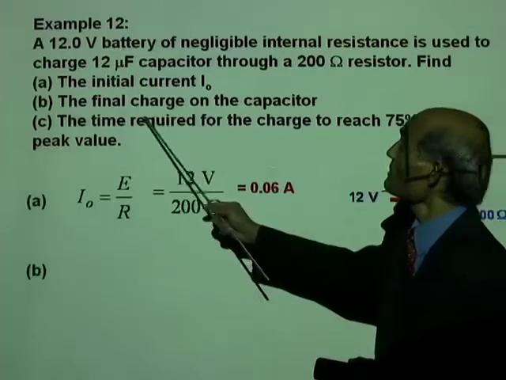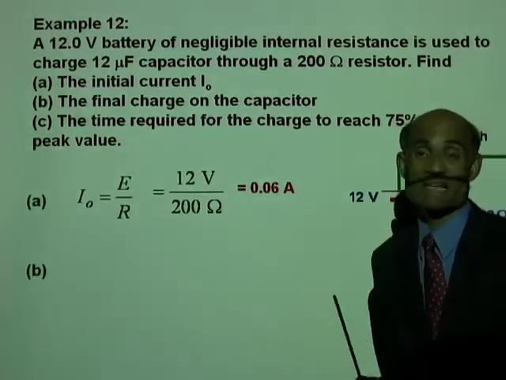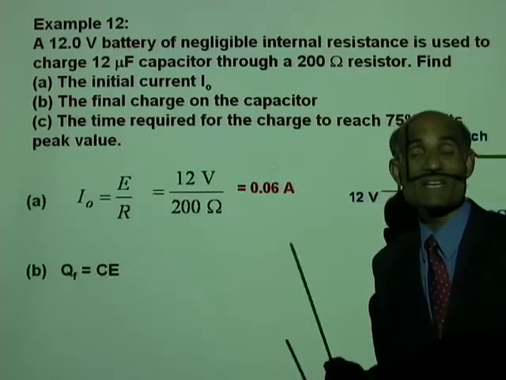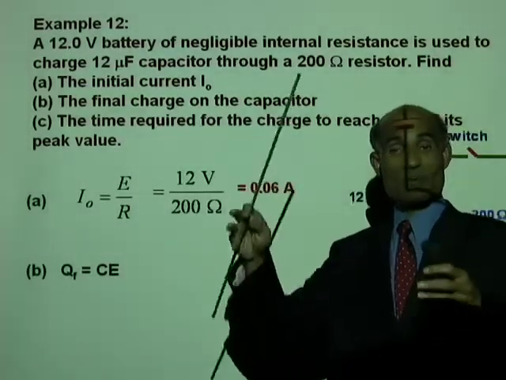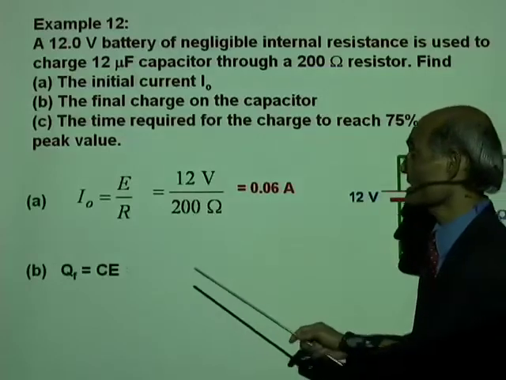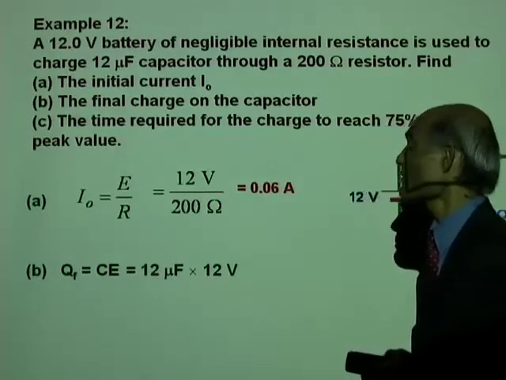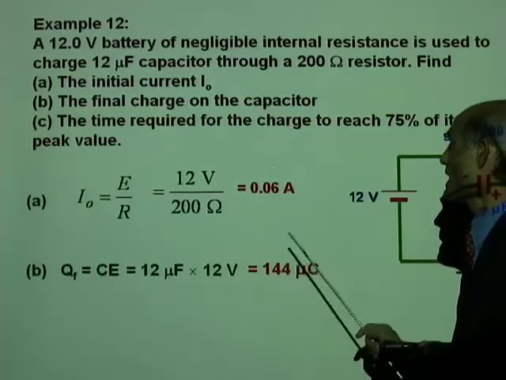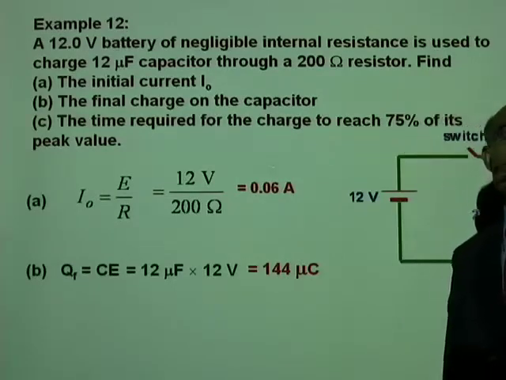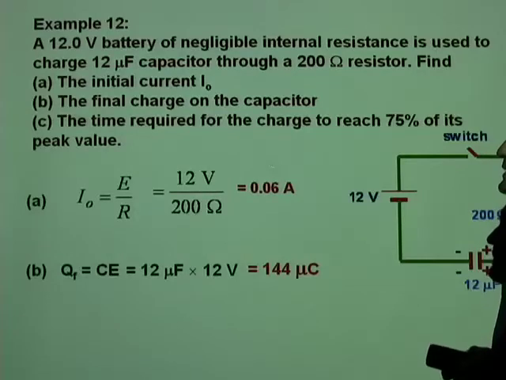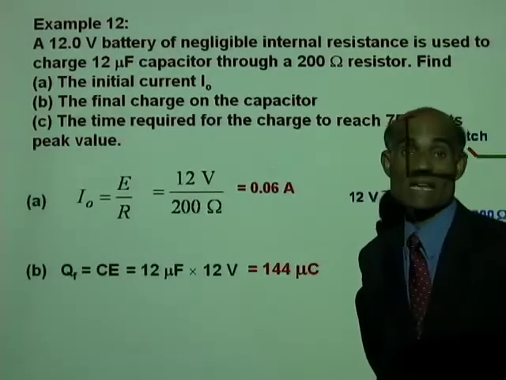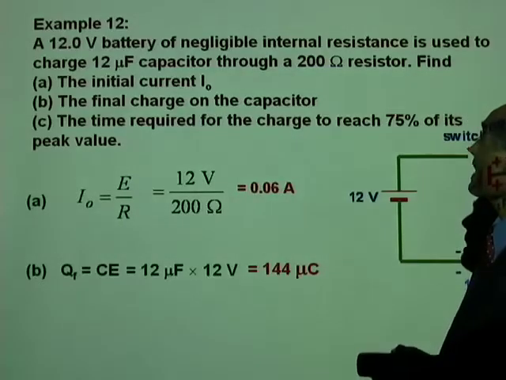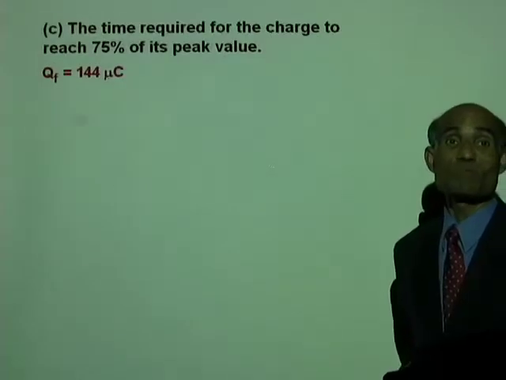B, what's B? The final charge on the capacitor. Well, QF equals CE. Final charge is the maximum amount of charge on the capacitor. That will be C is 12 microfarad, E, the EMF, is 12 volt. That is 144 microcoulomb.